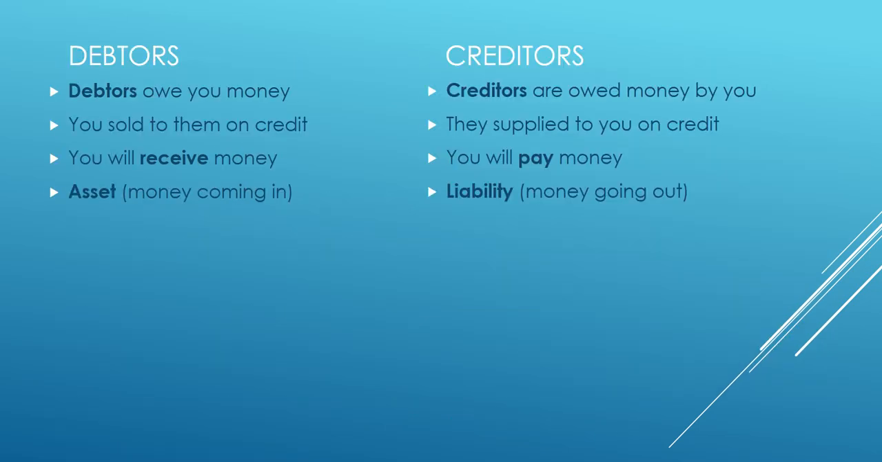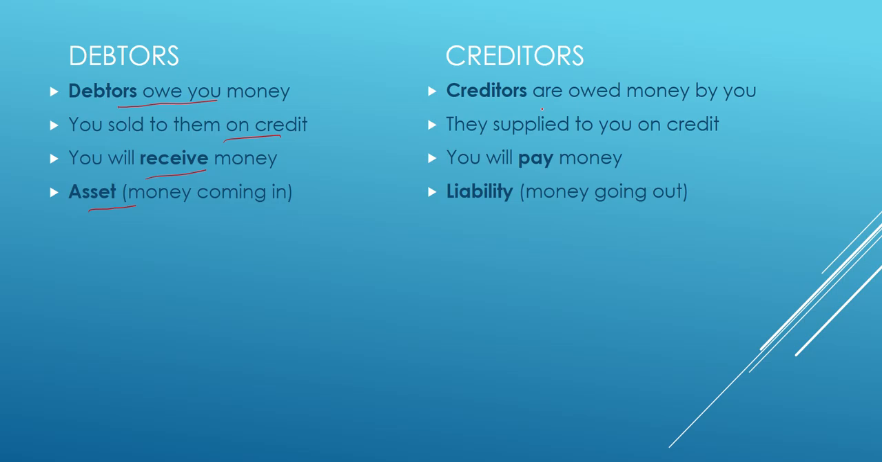Next comes debtors and creditors. We've been discussing them, so we'll see that in detail now. Debtors are people or companies who owe you money. They have to pay you in the future. When you make credit sales, they'll be termed as debtors. So you sell to them on credit. You will receive money on a future date, and it is shown on the current assets side. Yes, we've seen that trade receivables are nothing but debtors.